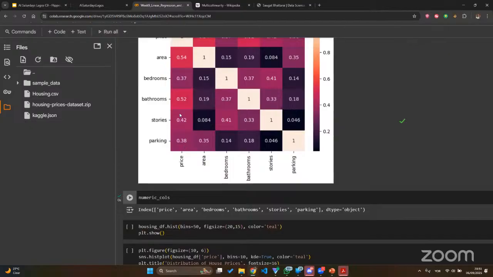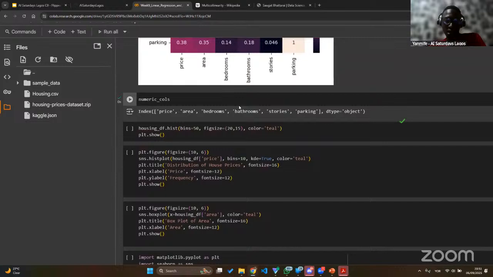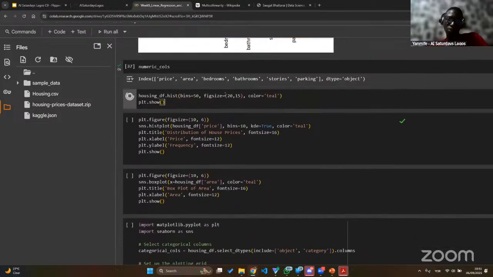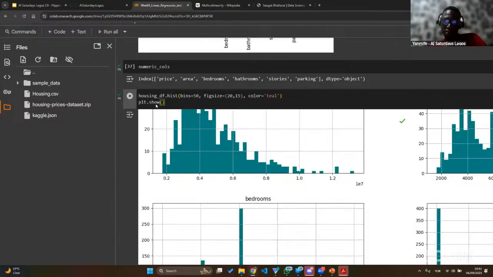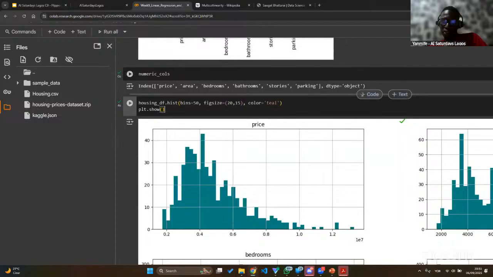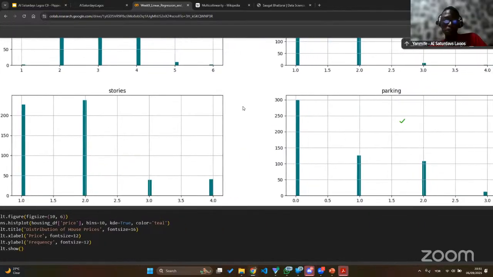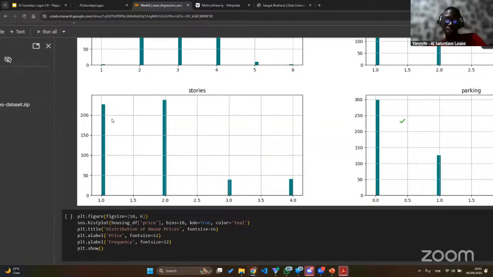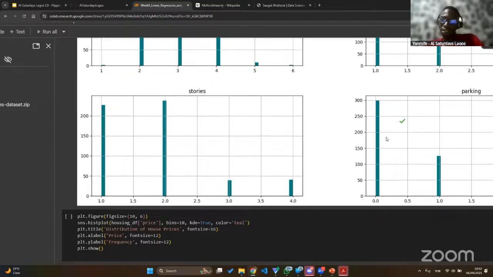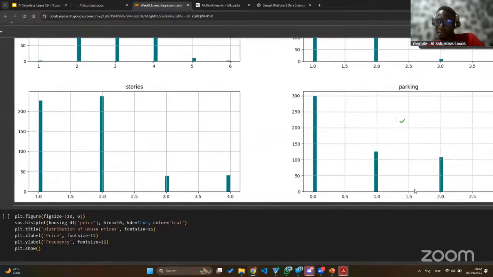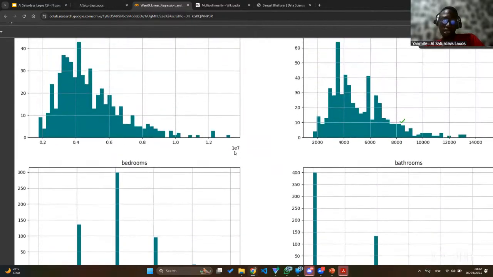Since there's no multicollinearity here, we can proceed. So let's draw a histogram. This is showing us the data distribution. Of course, if you check our data set, you cannot have 1.5 stories or 2.5 stories, you can only have single integer values. Same with parking lots, bedroom and bathroom.